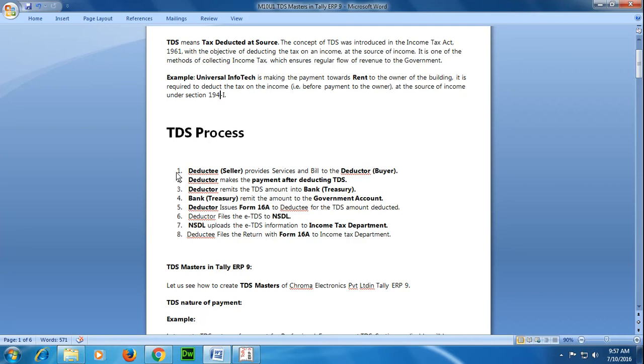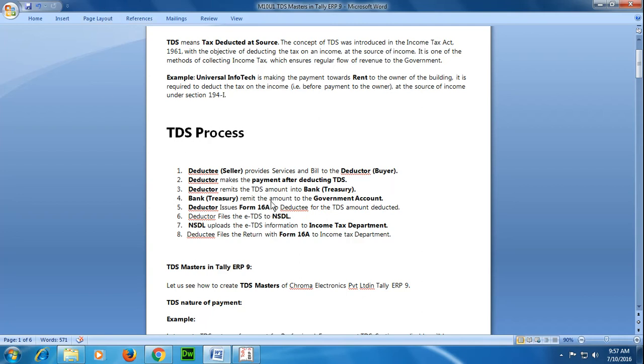So the TDS process is like this. The deductee provides services and the bill to the deductor, a seller we can say, and the deductor makes a payment to the deductee after deducting the TDS. It means a buyer who has bought the services would deduct a TDS according to that section from the seller, the provider of those services, and he will pay the remaining payment to that seller.